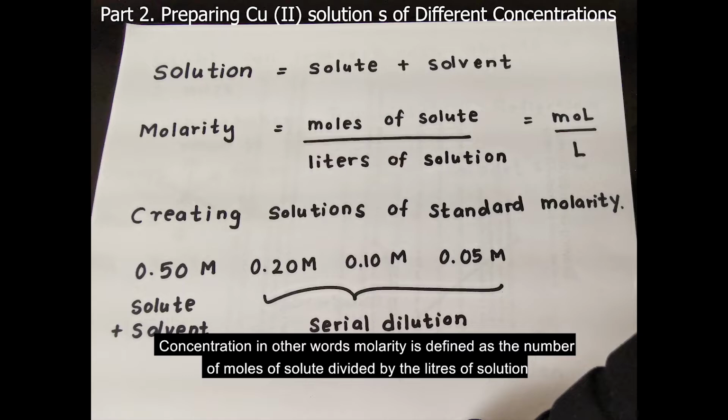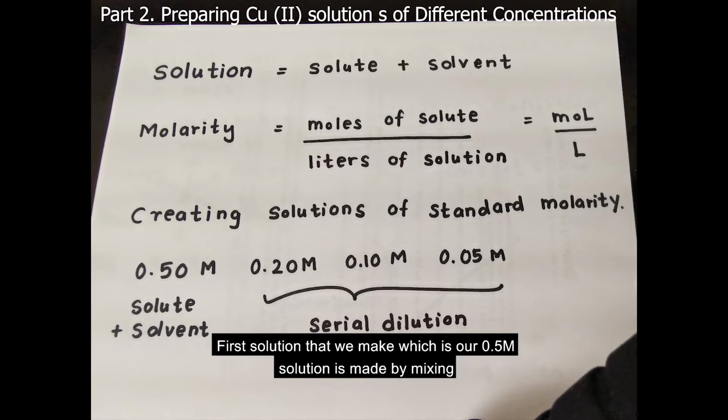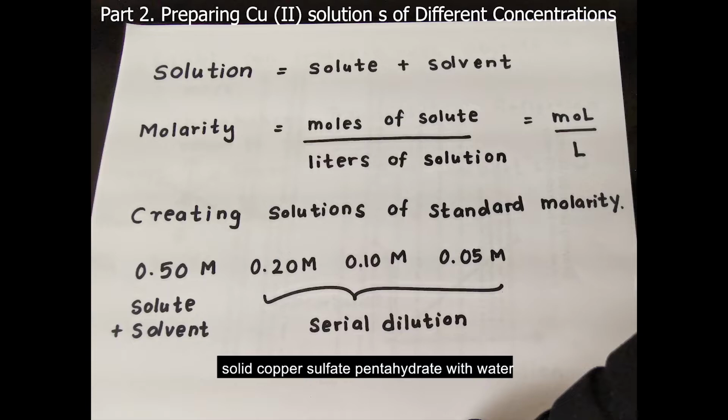Concentration, in other words, molarity, is defined as the number of moles of solute divided by the liters of solution. First solution that we make, which is our 0.5 mole solution, is made by mixing solid copper sulfate pentahydrate with water. And then we use serial dilution to make the rest of the samples.